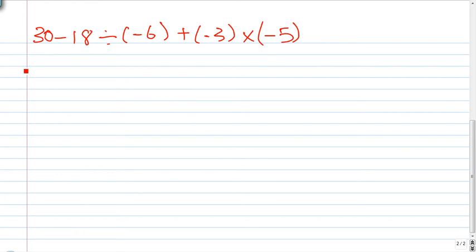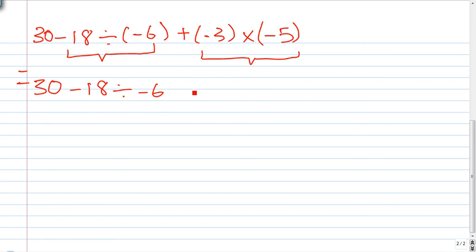Okay, so the very next step would be 30. Now, let's do this and this first. Alright, let's simplify it further. Minus 18 divided by minus 6. Let's remove the brackets. Plus minus 3 times minus 5. I can just put the brackets, just combine it like that. Okay, and then let's do this right now.